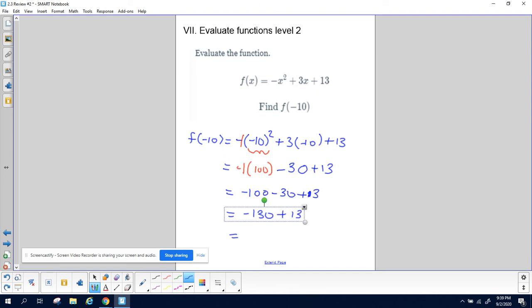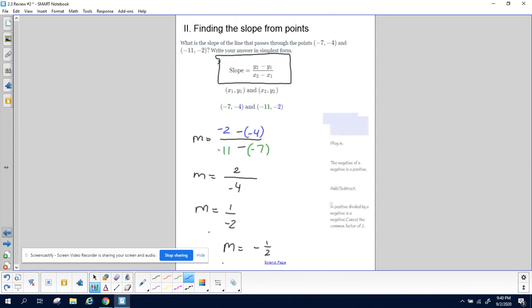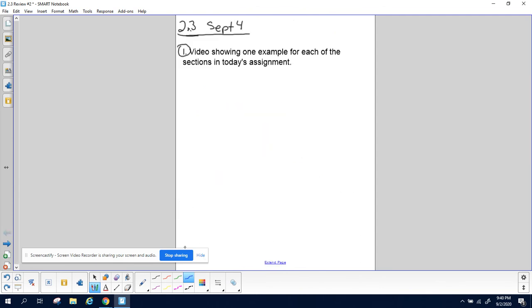Again, I want you to try and do mental math and then check your work on the calculator. Type that in, double check. Okay, you've seen at least one example for each kind that you're going to have on today's assignment.